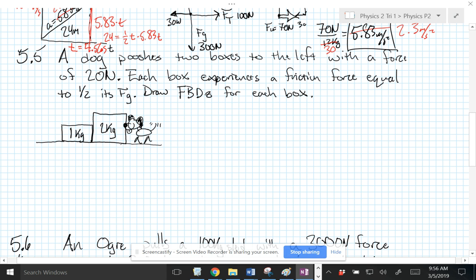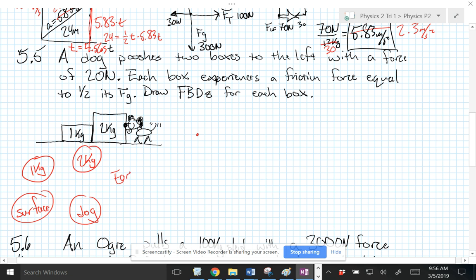This dog's pushing 2 boxes to the left with a force of 20 newtons. Each box experiences a friction force equal to half its gravitational force. All right. So as you're looking at this, again, system schema: 1 kg box, 2 kg box, dog, surface, earth. These are all the important objects. 1 and 2 kilogram box are touching. Dog and 2 kilogram box are touching. Surface is touching 1 kilogram. Surface is touching 2. So these are all smoosh poosh.